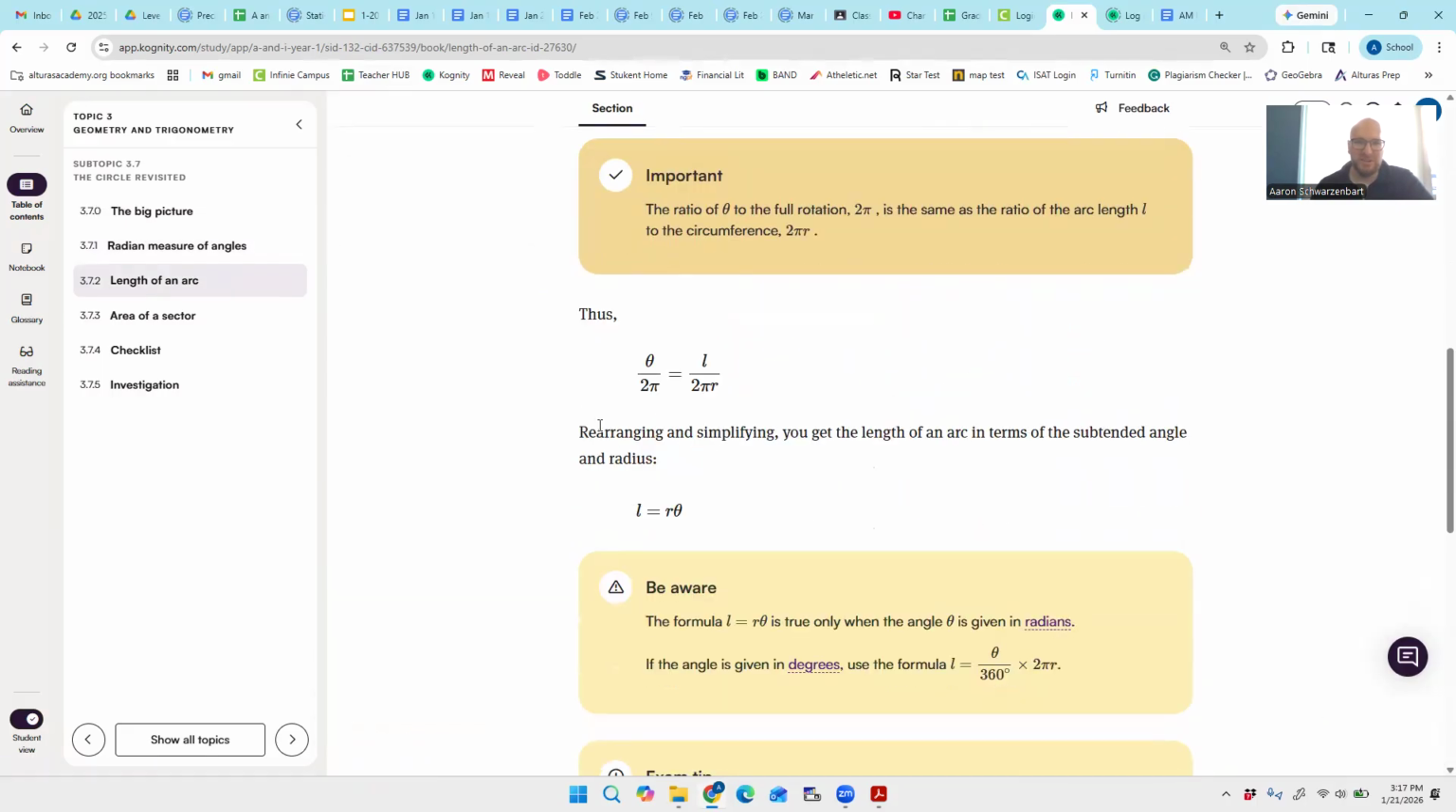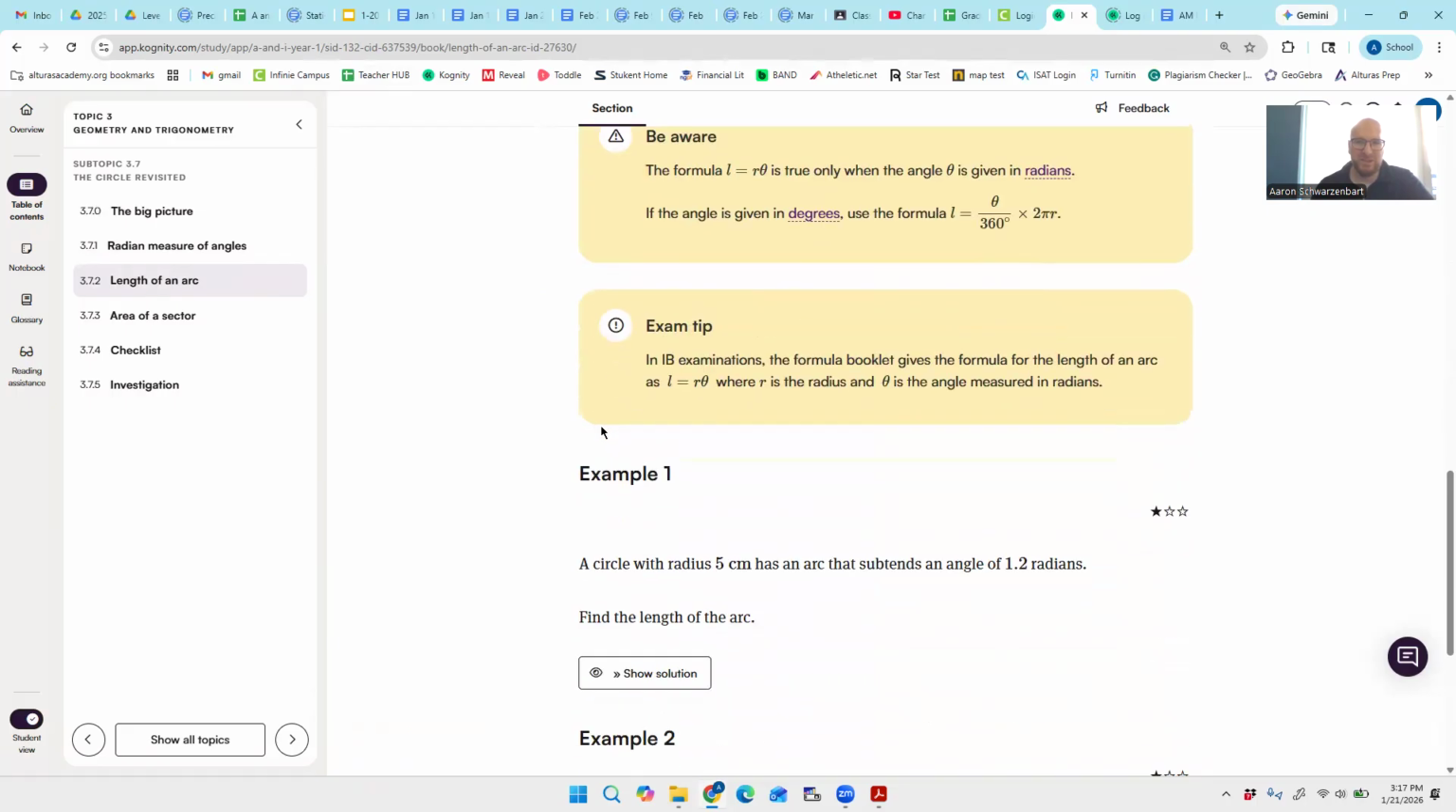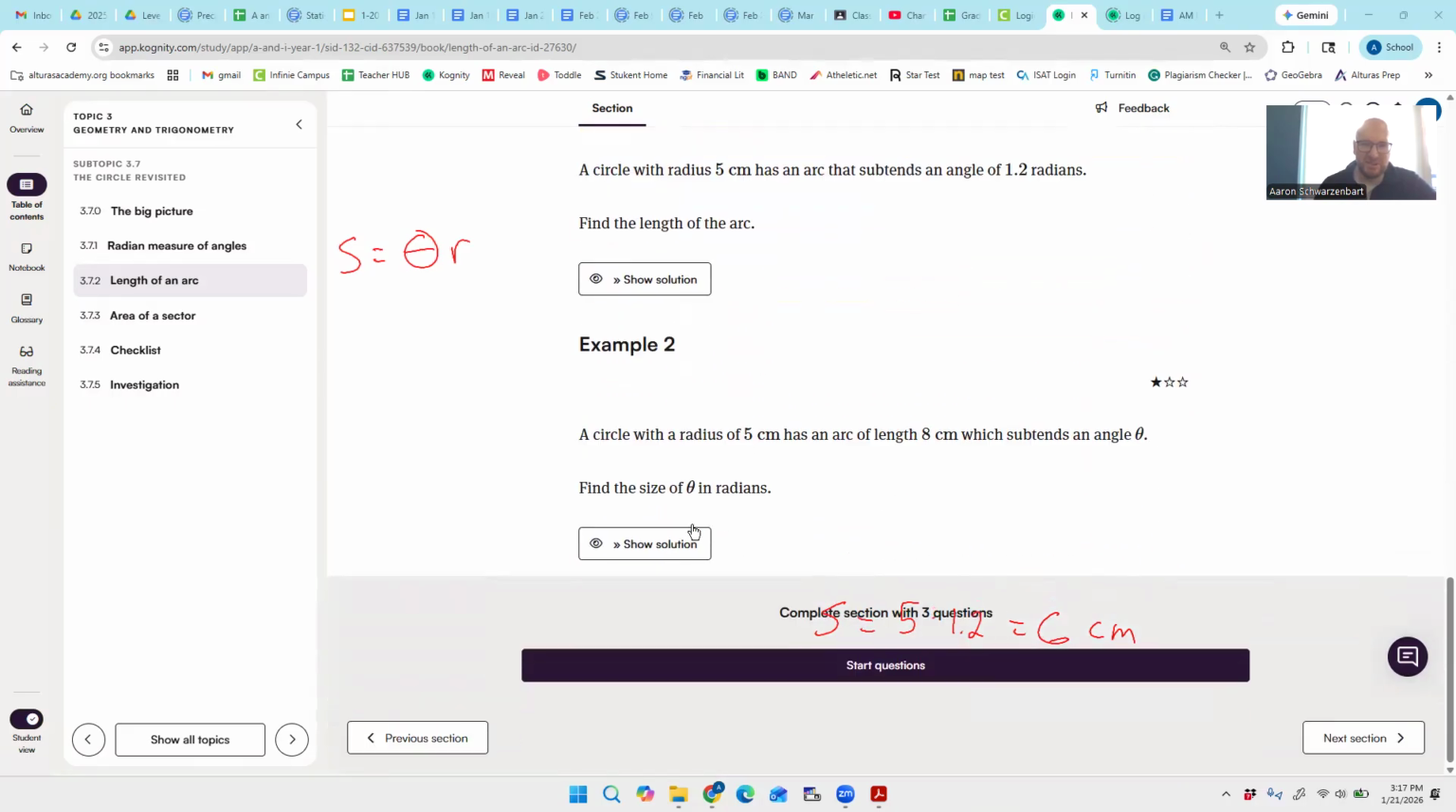So arc length. Arc length is way easier to do in radians than degrees because of the arc length formula, S, which stands for arc length. If your angle is theta in radians, you just multiply theta times r. So a circle with radius 5 centimeters subtends an angle of 1.2 radians. Find the length of the arc. 5 times 1.2, I guess I did those backwards, but whatever, 6 centimeters. I could give that to 3 significant digits, but I don't really need to.